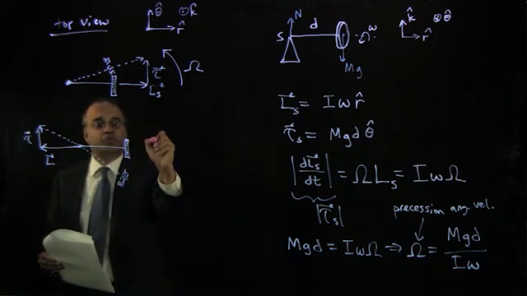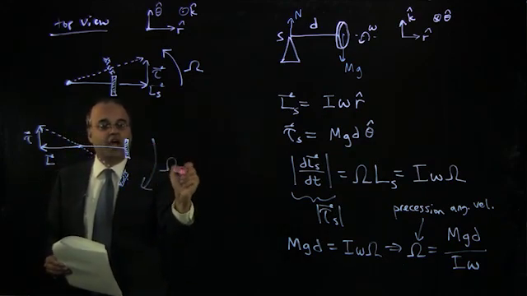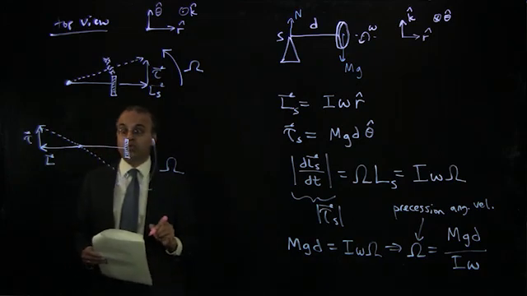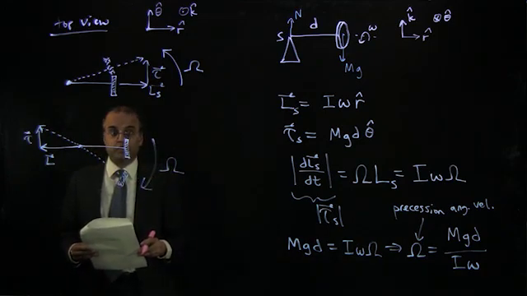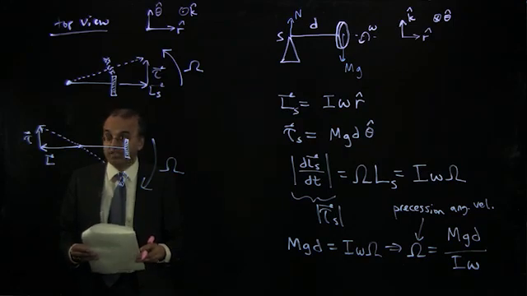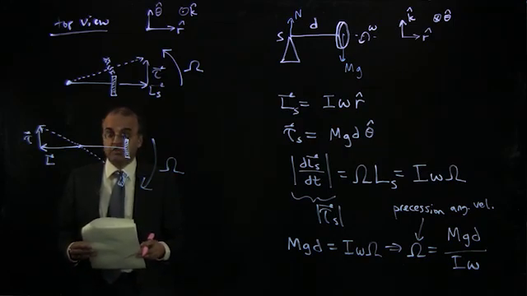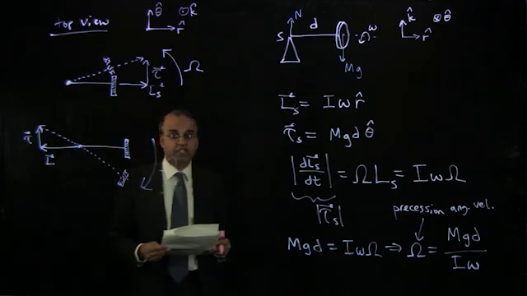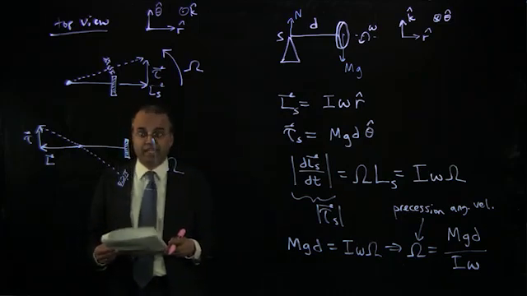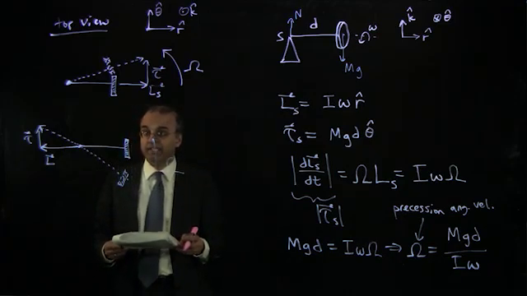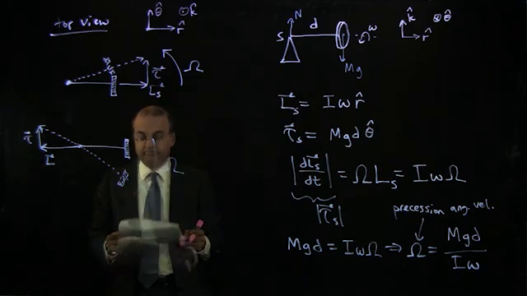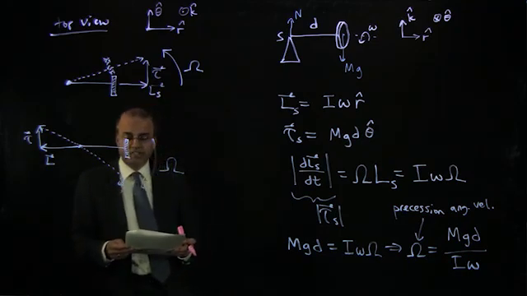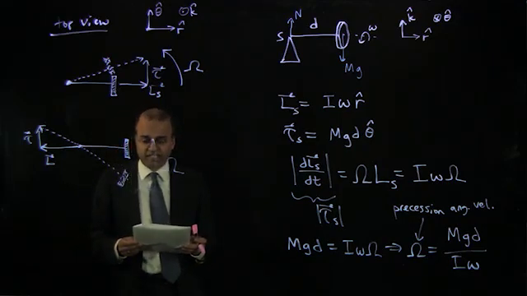Okay? And that's equivalent to a rotation in the opposite sense, clockwise as viewed downward from the top, or in other words, with capital omega vector pointing in the minus k hat direction. So the direction of precession depends upon which way the wheel is spinning, which way the spin angular momentum vector is actually pointing.